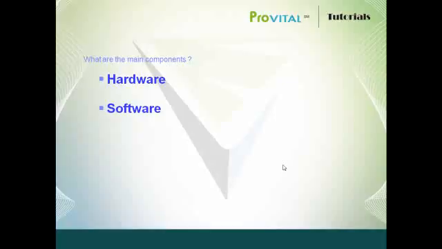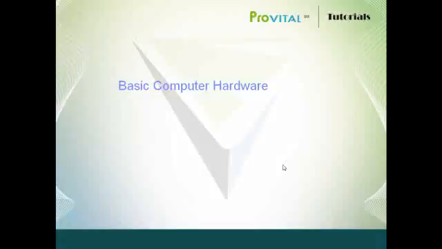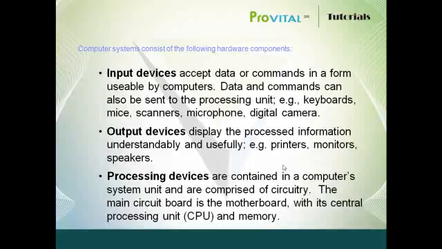Now we are going to learn about what are the main components of hardware and software. Basic computer hardware is explained as the following hardware components. First, input devices accept data or commands in a form usable by computers. Data and commands can also be sent to the processing unit, for example keyboard, mice, scanners, microphone, digital camera, etc. Output devices display the processed information understandably and usefully, for example the printers, monitor, speaker, etc.